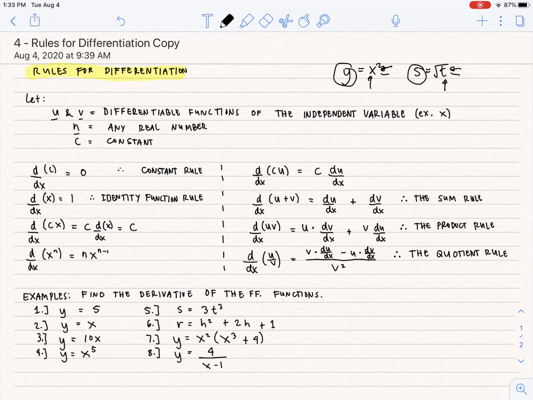Okay? So next thing to know is n is equals to any real number. Then lastly, c is just a constant. So constants are 1, negative 2, 0, and so on. Okay, so let's begin with the first rule.